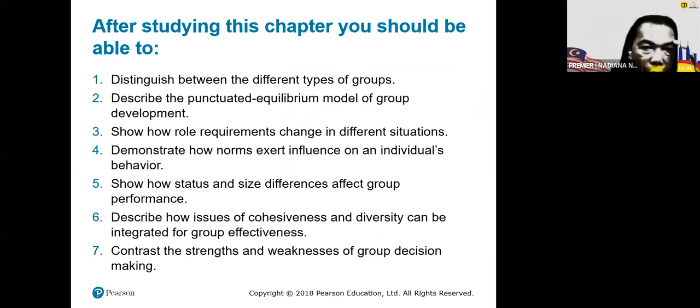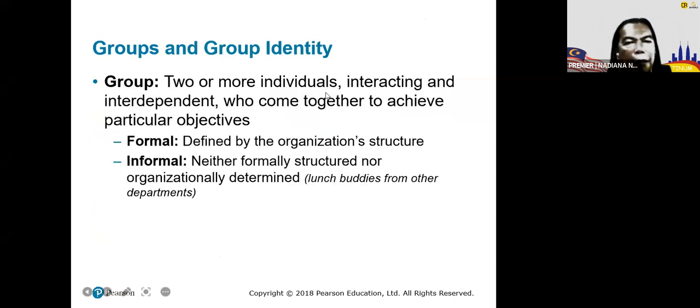At the end of the class, students should be able to describe the punctuated equilibrium model of group development. Students should be able to show how role requirements change in different situations. Students should be able to demonstrate how norms exert influence on individual behavior. Students should be able to show how status and size differences affect group performance. And students should be able to describe how issues of cohesiveness and diversity can be integrated for group effectiveness, and contrast the strengths and weaknesses of group decision making.